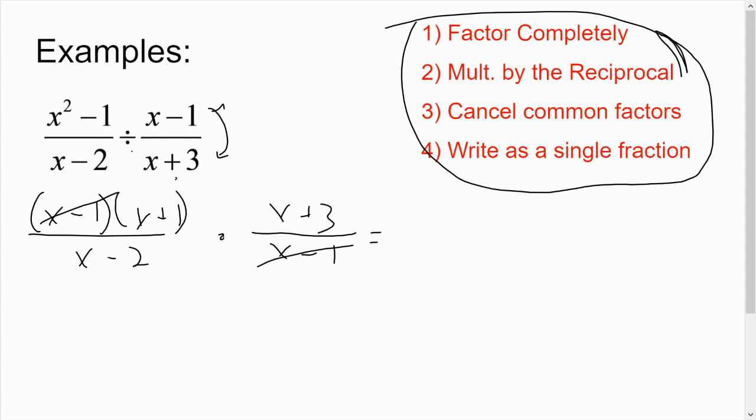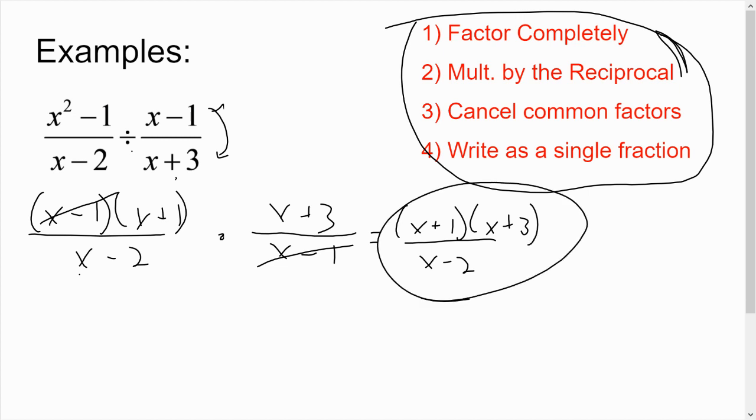I can't cancel this x and this x because it's all or nothing. So that's all I got. I can't do anything else in the top. The bottom is just x minus 2. So I'm going to just go ahead and write the bottom one down. The top is x plus 1, x plus 3. And that's my final answer for this one.